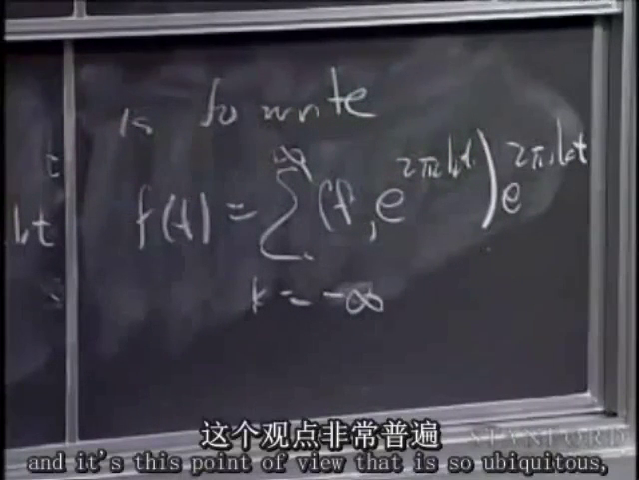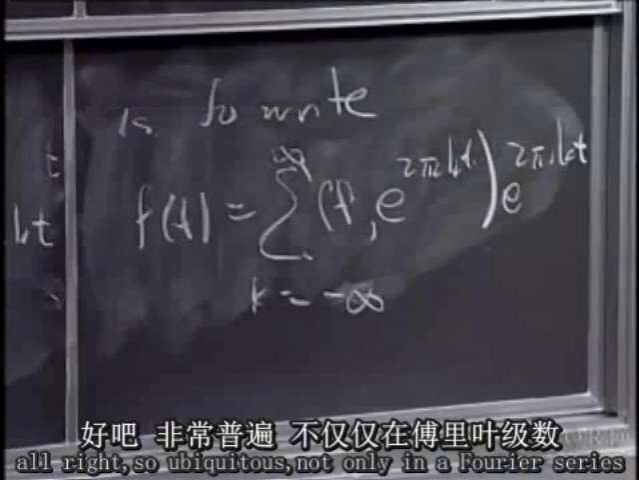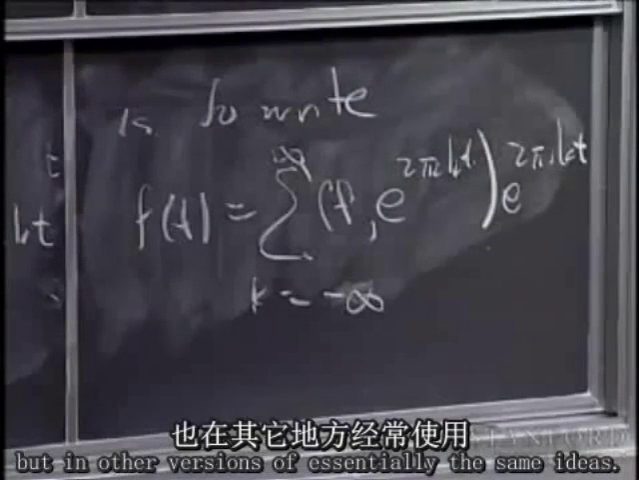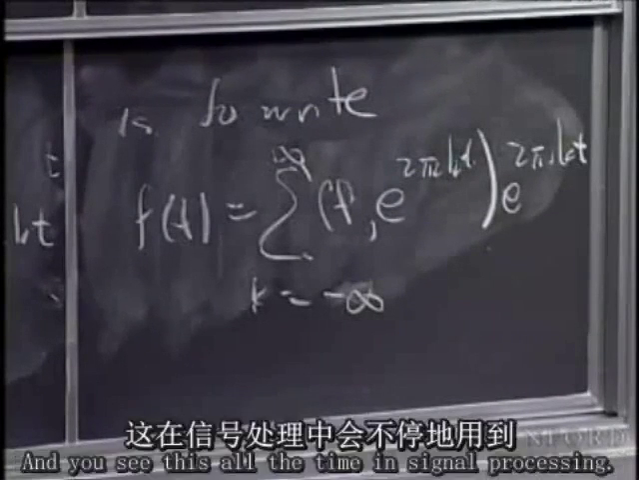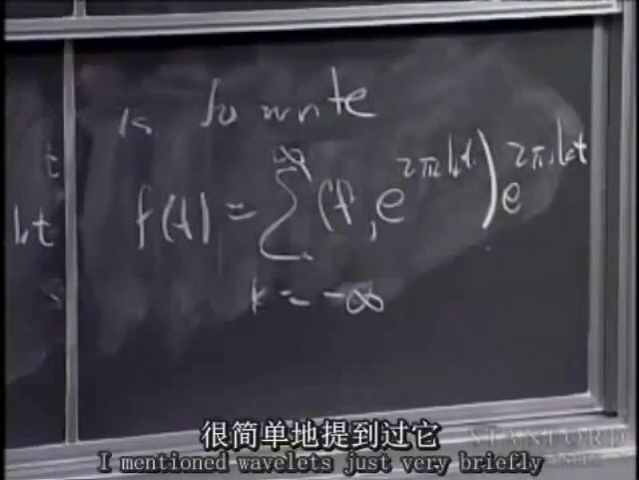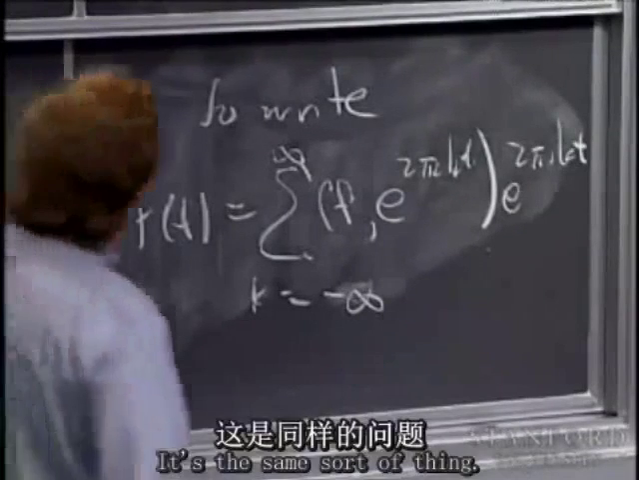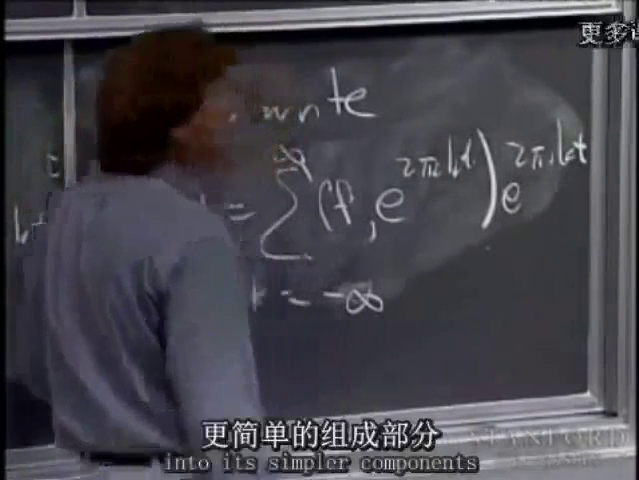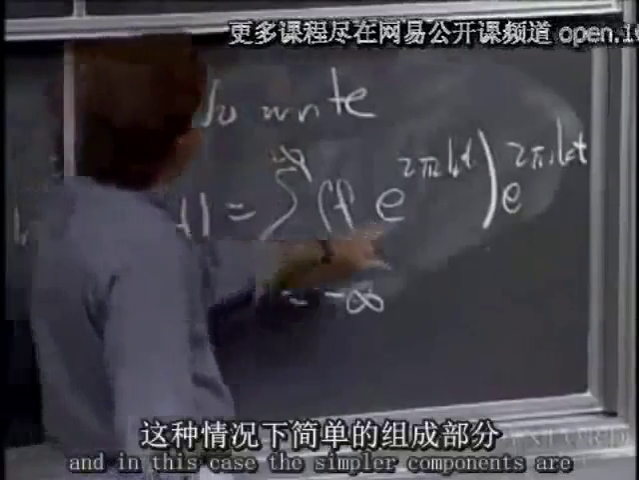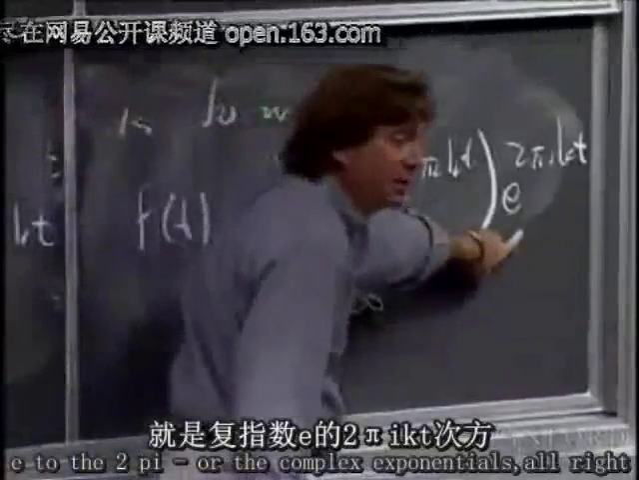And it's this point of view that is so ubiquitous. All right? So ubiquitous. Not only in Fourier series, but in other versions of essentially the same ideas. And you see this all the time in signal processing. I talked about wavelets last time. I mentioned wavelets just very briefly because wavelets is such a hot topic. It's the same sort of thing: you're trying to decompose the function into its simpler components. In this case, the simpler components are the complex exponentials.